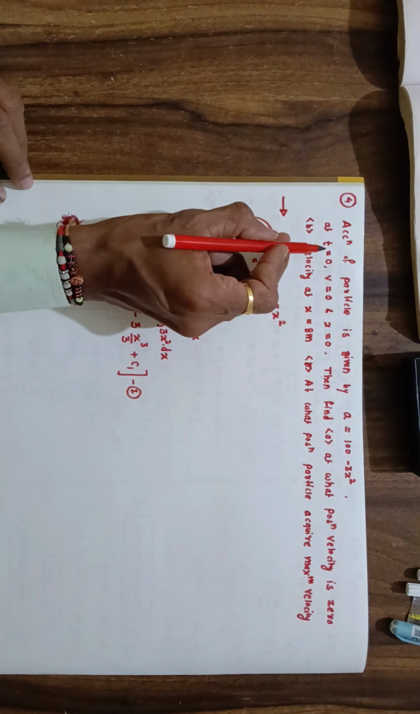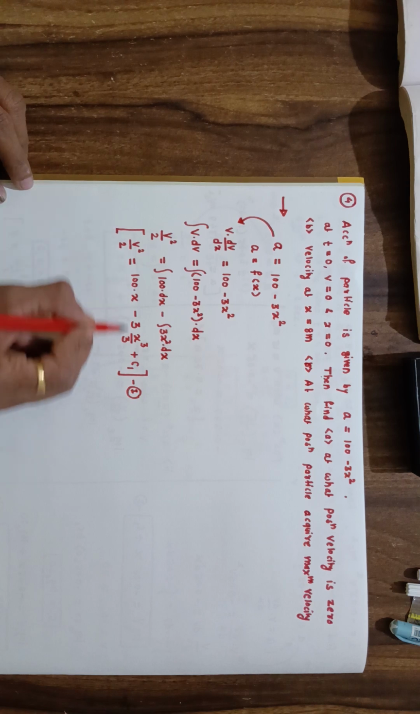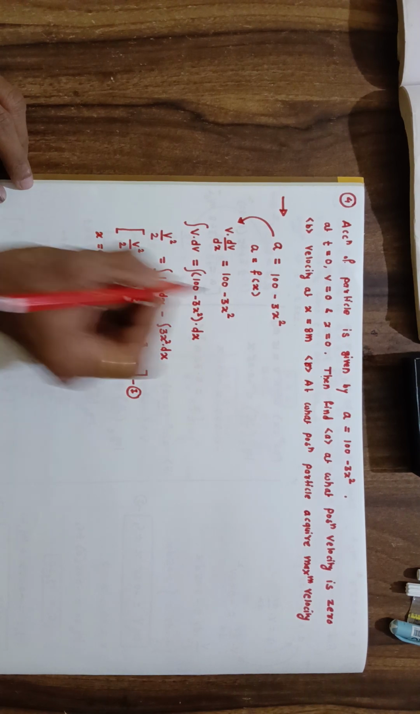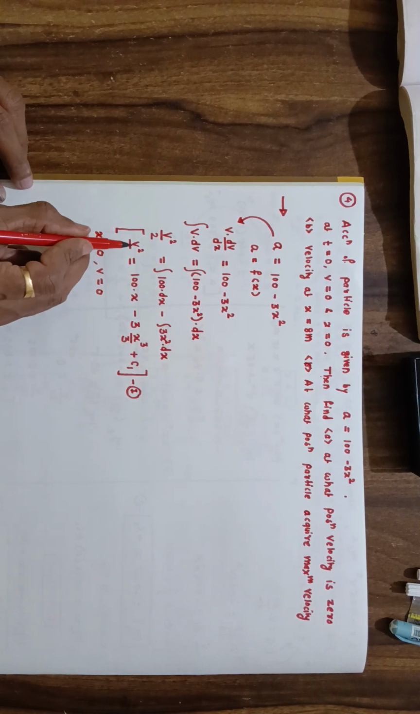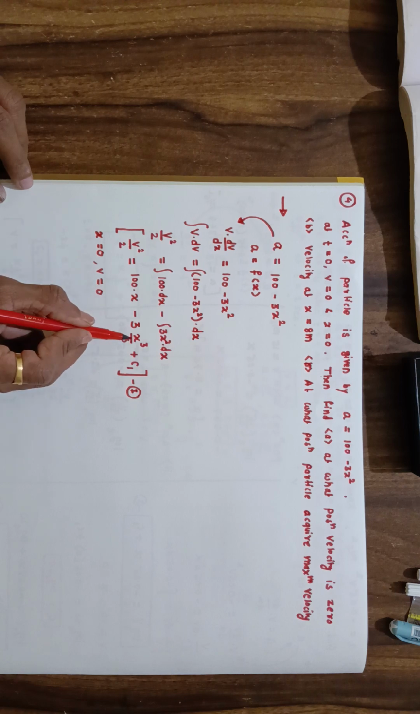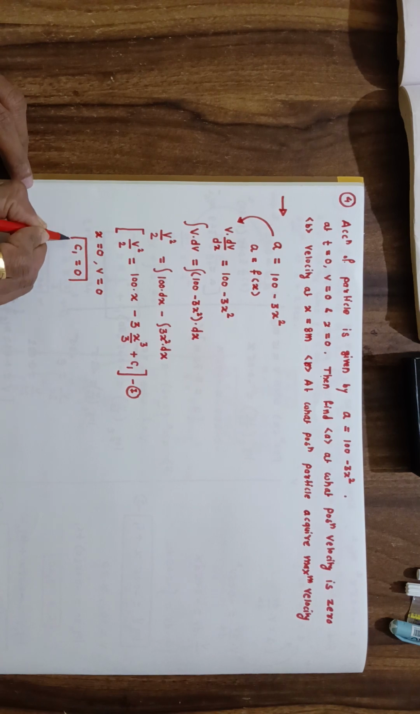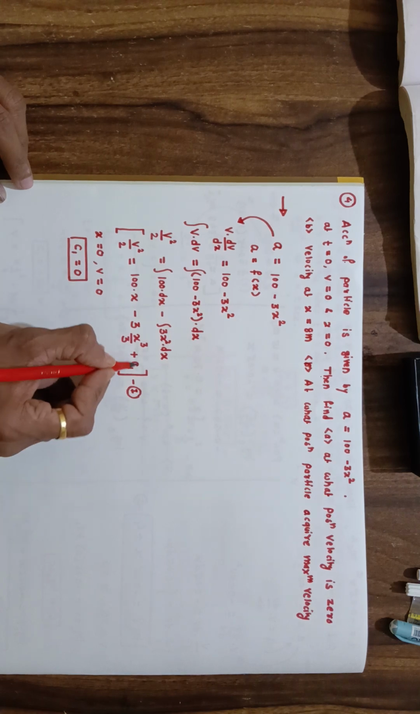For that, one condition is given: at t is 0, v is 0 and x is 0. Now in this equation there is no time term, so just write x is 0 as given, and v is 0. If you put v is 0 and x is 0, everything will become 0. It means the constant c1 is 0. Now put the value of c1 again in equation 1.